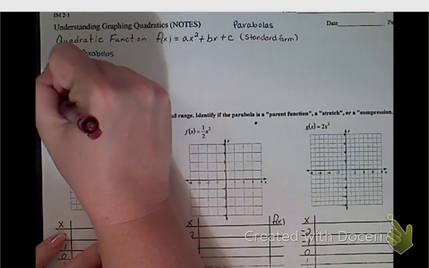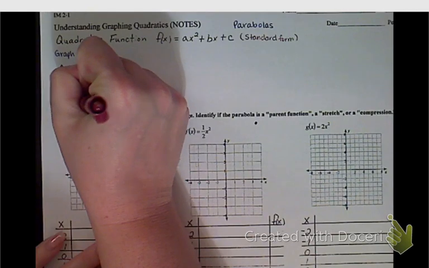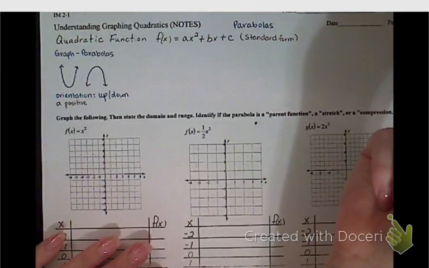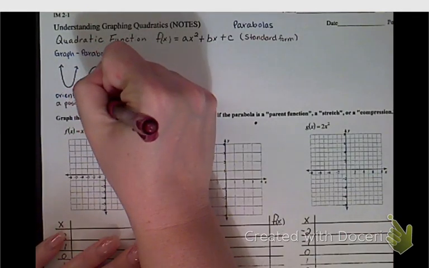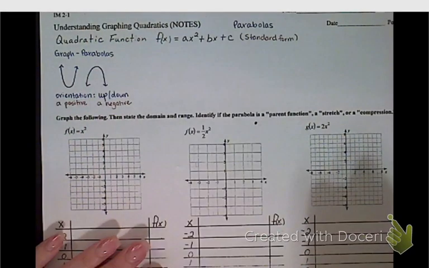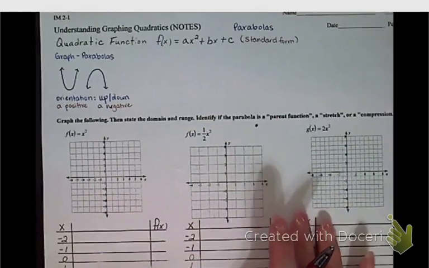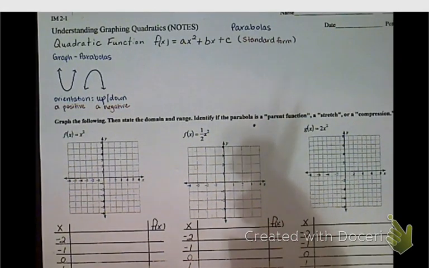If a is positive, my graph will face up. And if a is negative, my graph will face down. So a positive a value gives an orientation of up. A negative a value gives you an orientation of down.